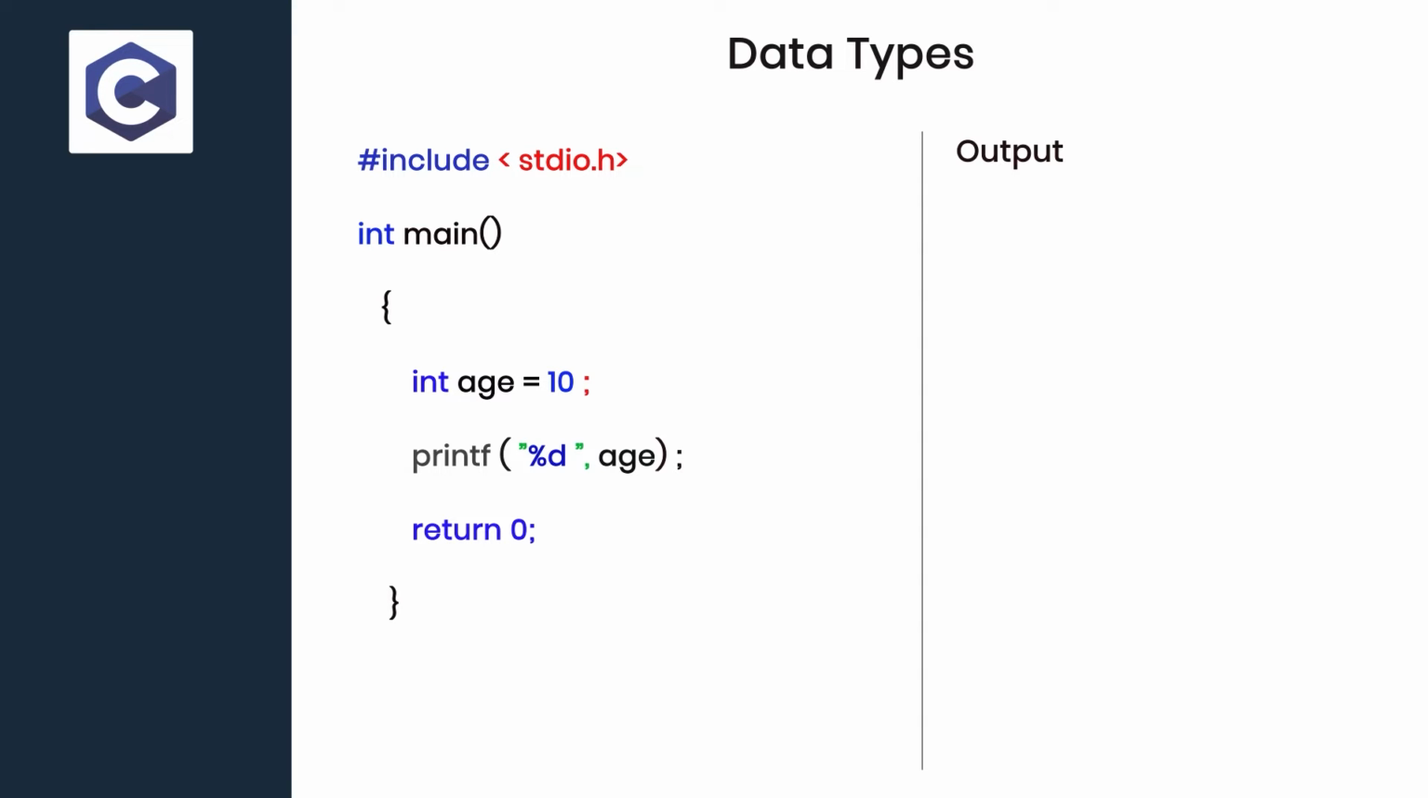Let me run the program. As we can see, 10 is printed on the screen. Here %d is replaced by the value of the age variable. And if we want to make our output much clearer and more readable, we can add text here like this. And let's run this again. And as you can see, our output is much more readable than before.